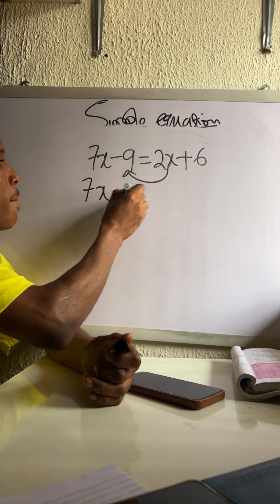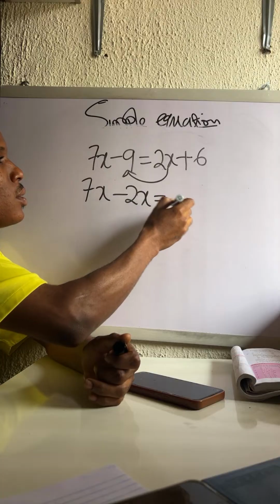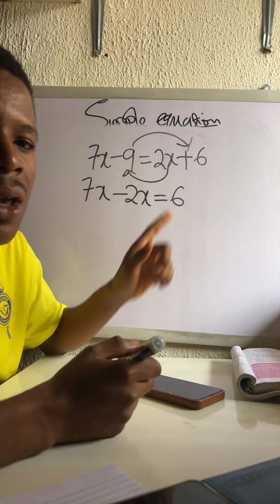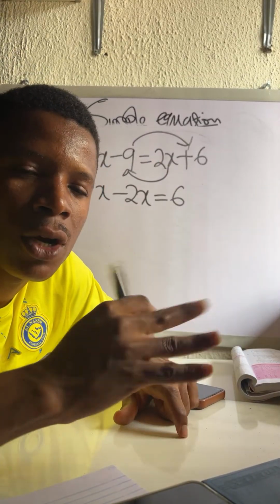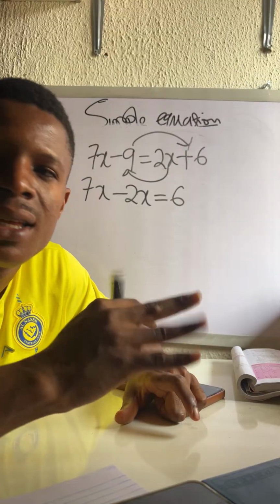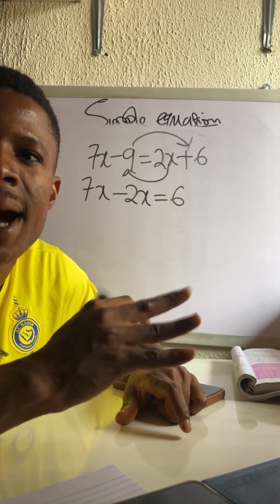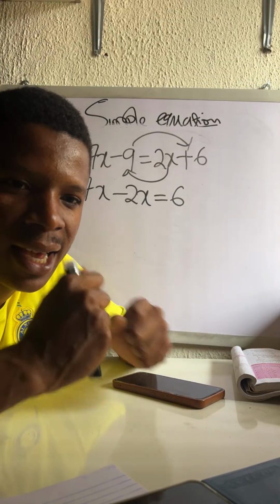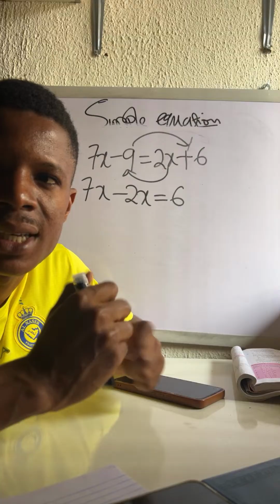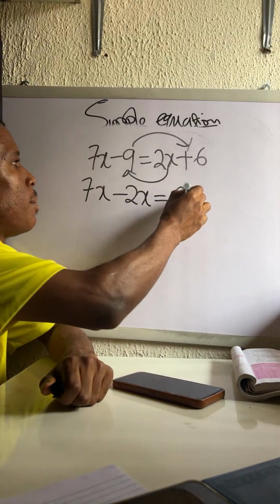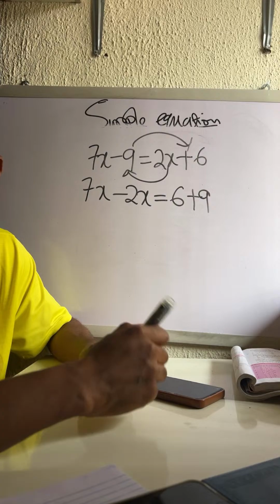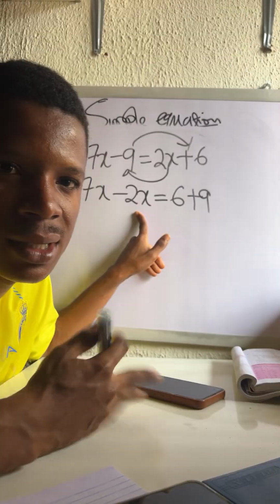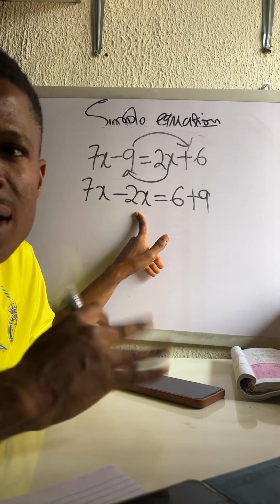So you have it as minus 2x, and that's equals to 6. If minus 9 crosses the equality sign, does it become positive or negative? Just write positive or negative. It becomes positive 9. Good. So write in the comments, 7x minus 2x, what's the answer?